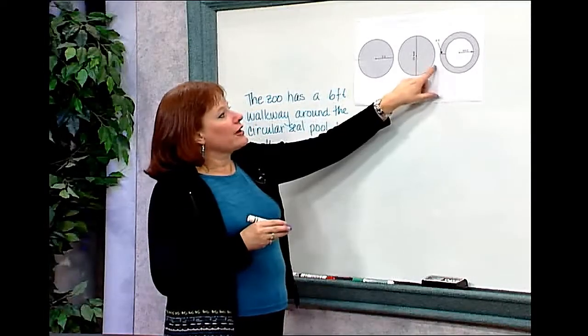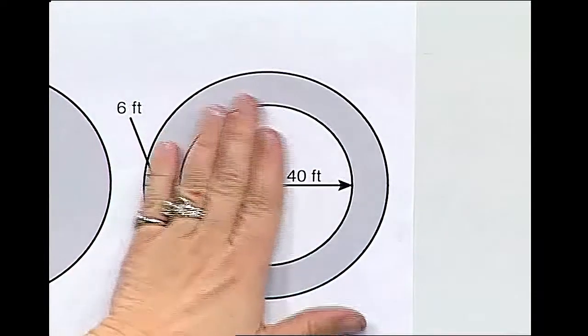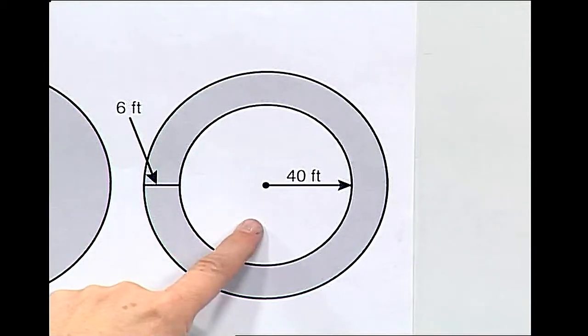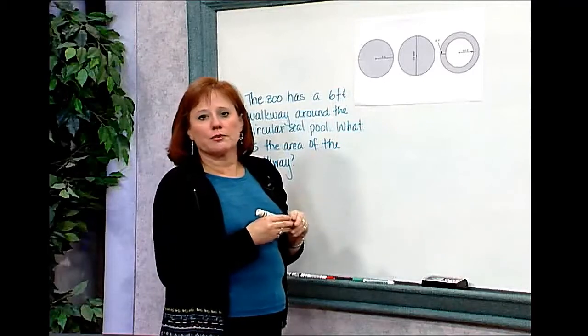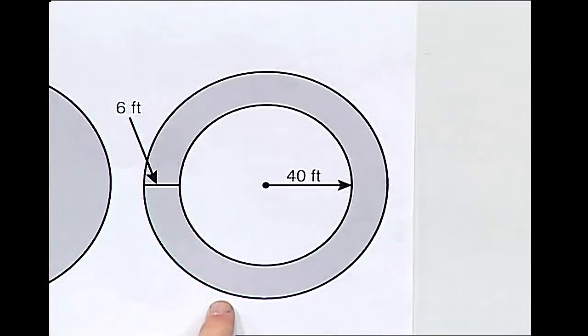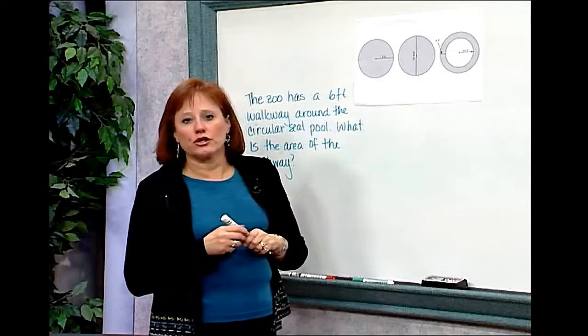We're going to have to be kind of tricky in solving this problem and think about how to solve it. If I could find the area of the entire large circle, as if this were solid, and I could find the area of the smaller circle, I could take the area of the large circle minus the area of the smaller circle, and that would leave only this ring around the outside, which represents the walkway around the pool. So I want to start by finding the area of the larger circle.